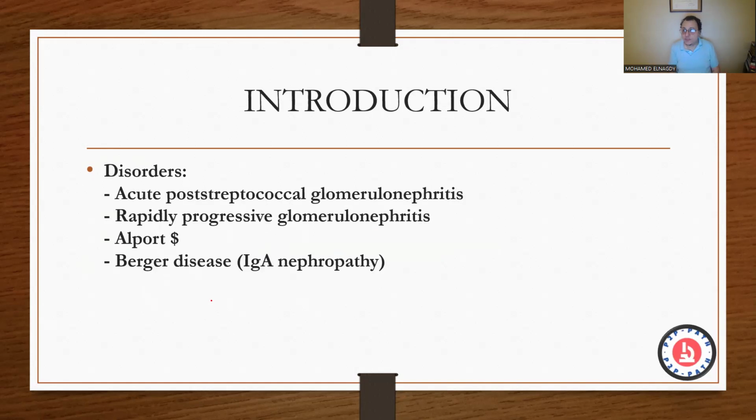Here are the disorders that you need to memorize for your boards for the nephritic syndrome. Acute post-streptococcal glomerulonephritis. Rapidly progressive glomerulonephritis looks scary. Acute is scary. And then the AB syndromes, A for Alport syndrome and B for Berger disease or Berger syndrome, which is IgA nephropathy.